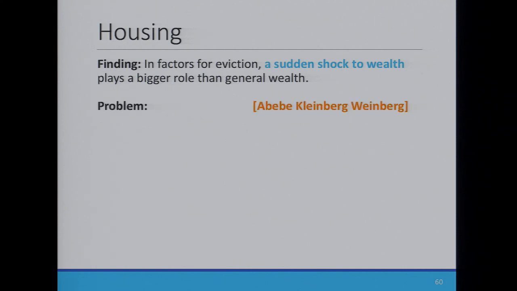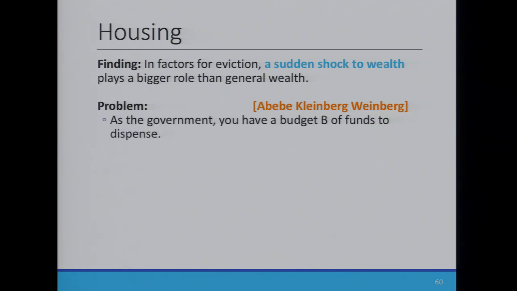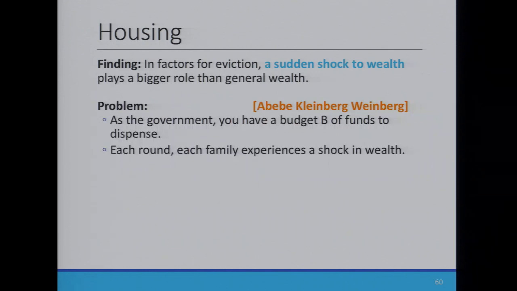So here's a problem of ongoing work by Bebe et al., just to give you a model. Say as the government, you have some budget of funds that you can distribute. And each round, every family is going to experience a shock in wealth. So maybe it's a big negative shock, maybe it's barely any shock, maybe it's a positive shock. But every round, somebody experiences a shock. If you hit below a certain threshold, then you're evicted, which is a very bad outcome.